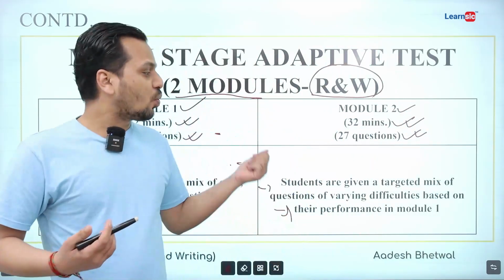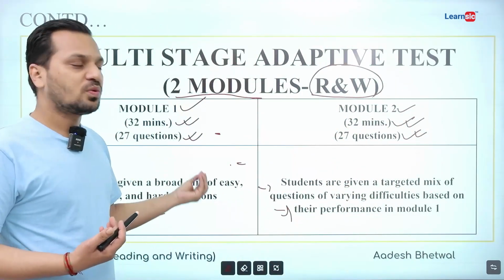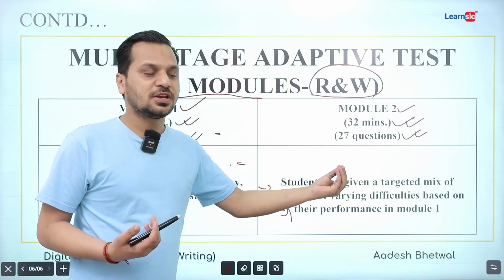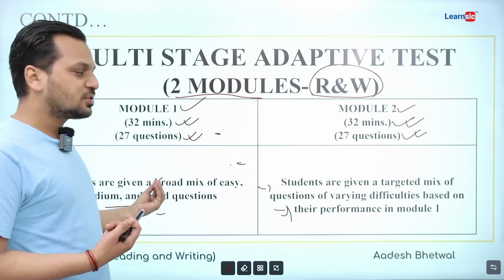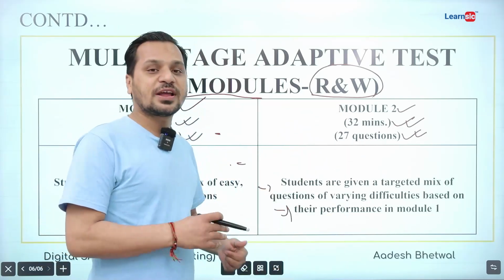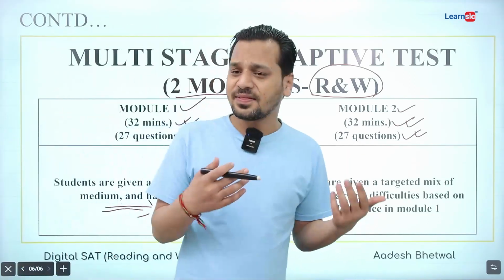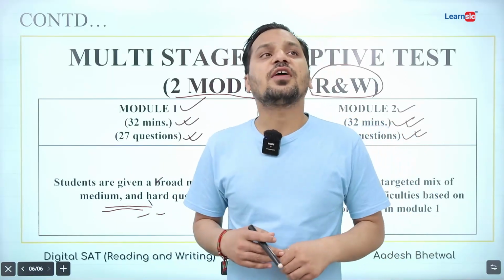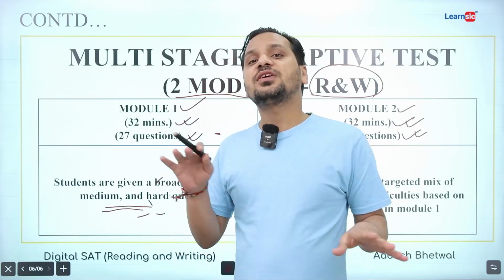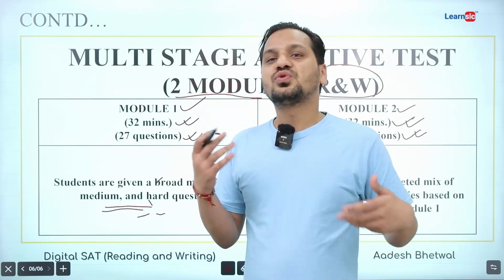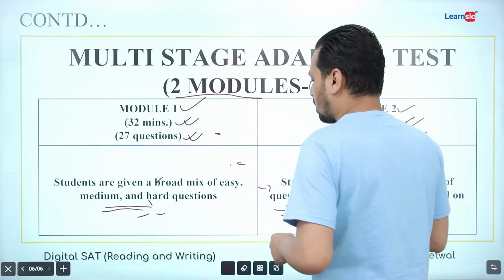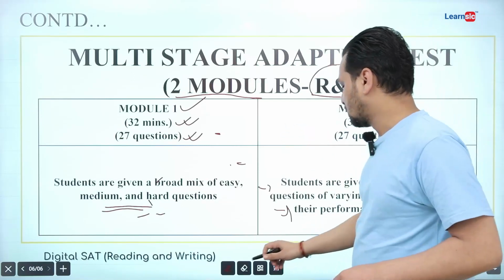So your questions in module 2 will depend on how you have done in module 1. If you have done well, you'll get a bit more difficult questions. If you have not done that well, you'll get comparatively easier questions. So your performance decides what kind of questions will come in module 2. And the other fact is, in the past every student used to get the same questions, but now since the digital SAT has arrived, every student will get different questions. So do not expect the same questions as other students are getting. I hope you understood what module 1 and module 2 are.